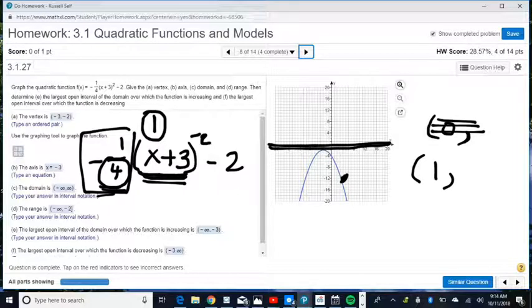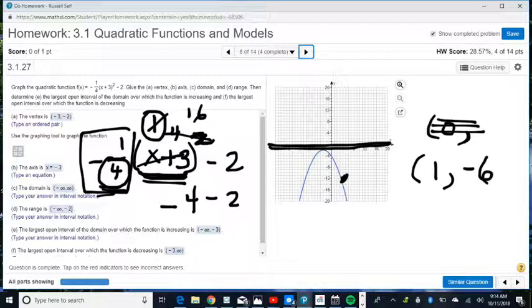Ready? Because the domain is all infinity, so you can choose any x value. Now, not every y value is going to exist, but every x value will. So we plug in the 1, so that gives us 4 here. And 4 squared is 16, right? 16 divided by 4, the negative times the positive is negative. 1/4 times 16 is the same as 16 divided by 4. So that's going to give you -6.